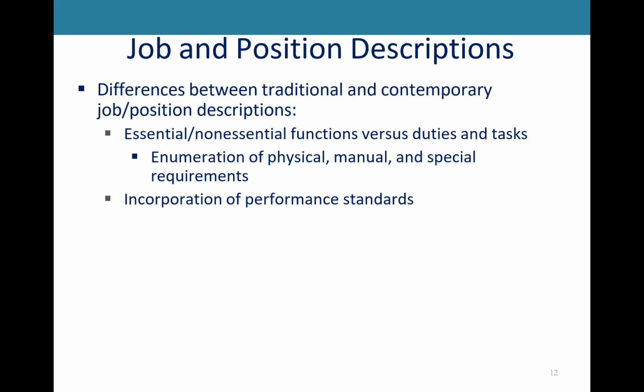So, for instance, for a clerical job, in a traditional type of position description, we may say "types correspondence" and leave it at that. That's an essential function. In a results-oriented description, we're going to go beyond that and we'll say "types correspondence with an expectation of 70 words per minute with X amount of errors per page." So we're going to be very specific.